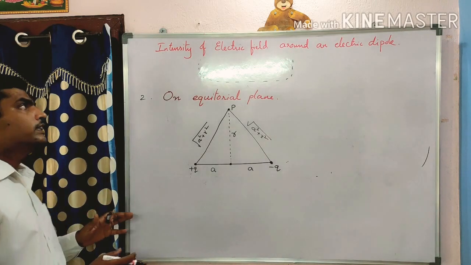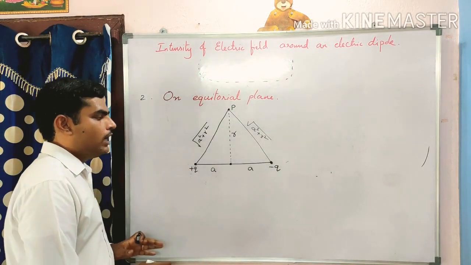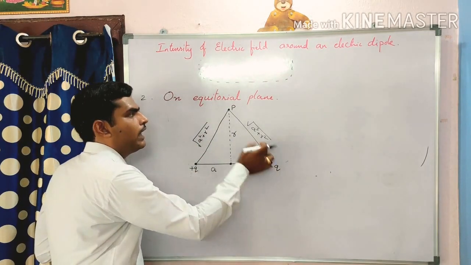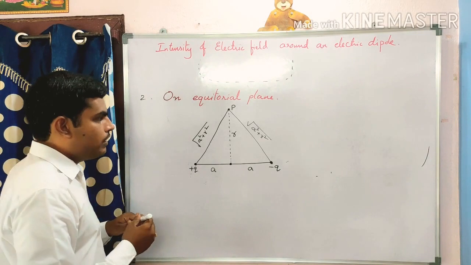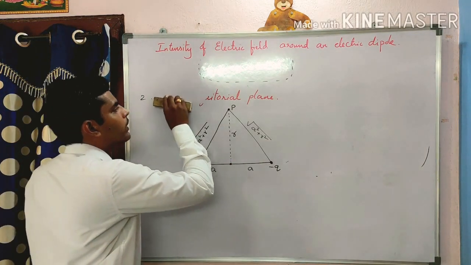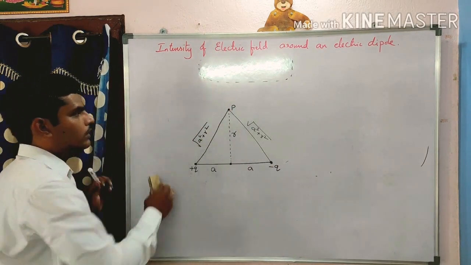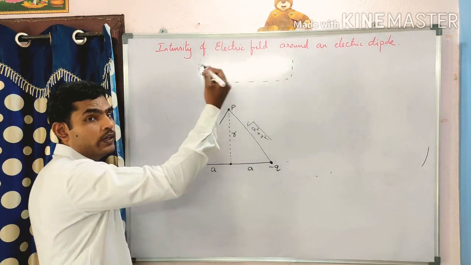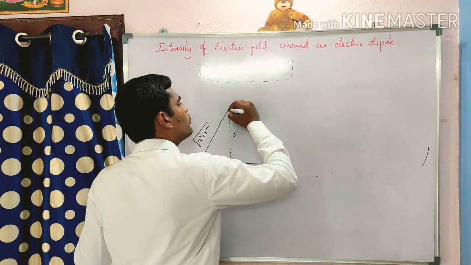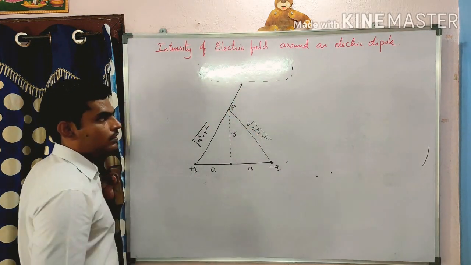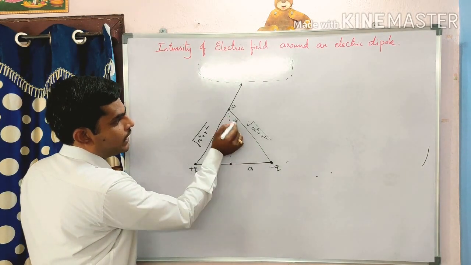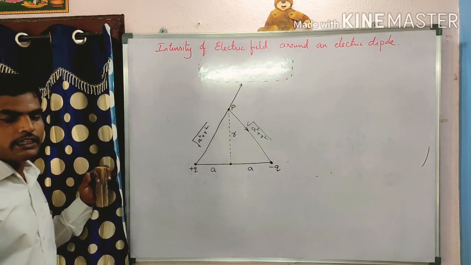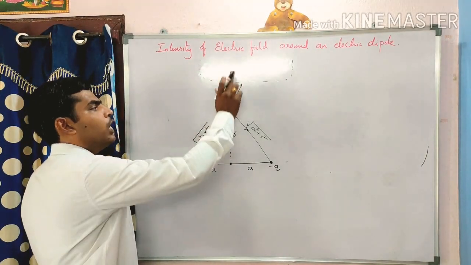Now we have to see the intensity of the electric field, the effect of this positive charge and negative charge at point P. For my convenience, I am writing this. See, for a positive charge the direction of the electric field is outward. For a negative charge it is inward.